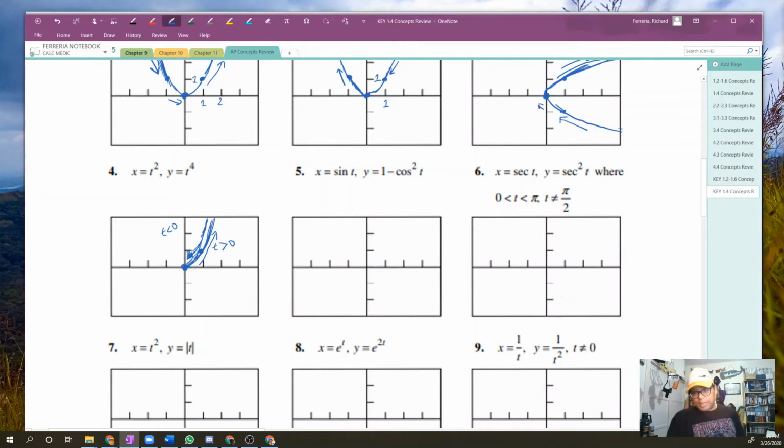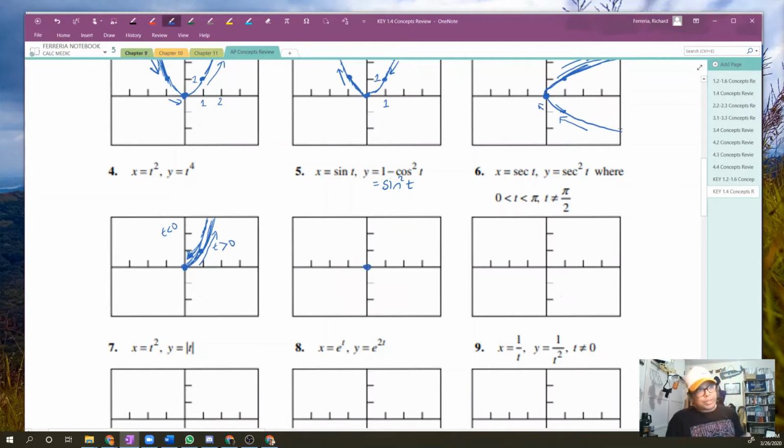All right, this one is going to get even nuttier, right? What happens with sine t and 1 minus cosine squared t? By the way, maybe we should simplify this into sine squared t, because isn't that 1 minus cosine squared t? I think that we might find that a little bit easier. So what happens when t equals 0, x is equal to sine of 0, which is 0, and y is equal to sine of 0 squared, which is also 0.